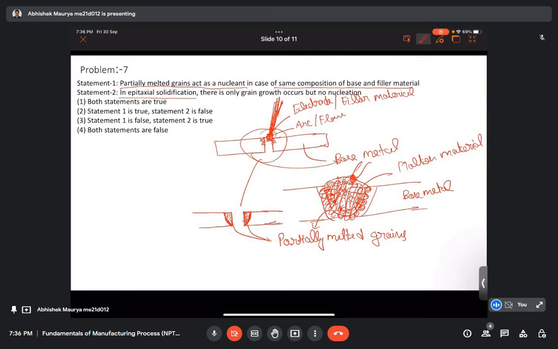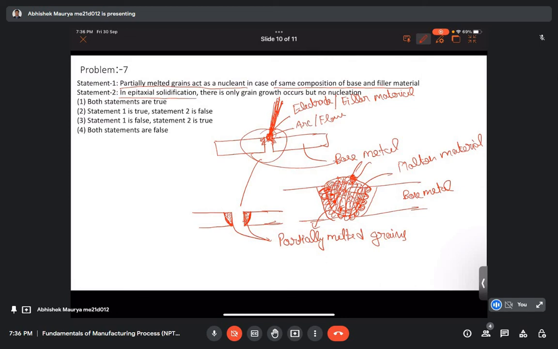So this kind of solidification is called epitaxial solidification, where we already have nucleating sites in the form of partially melted grains, and those grains keep on growing throughout the molten metal. So no separate nucleation and growth process will happen. Only the existing grains will keep on growing towards the molten metal. That is called epitaxial growth.